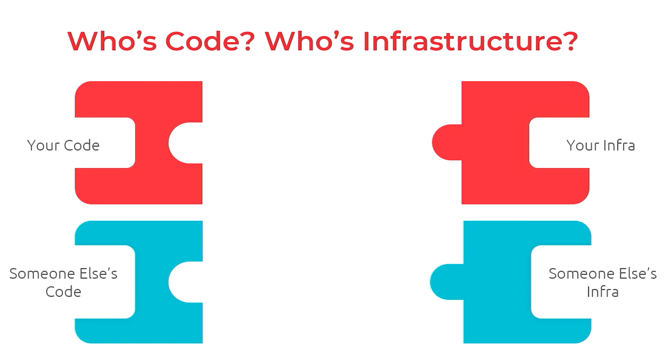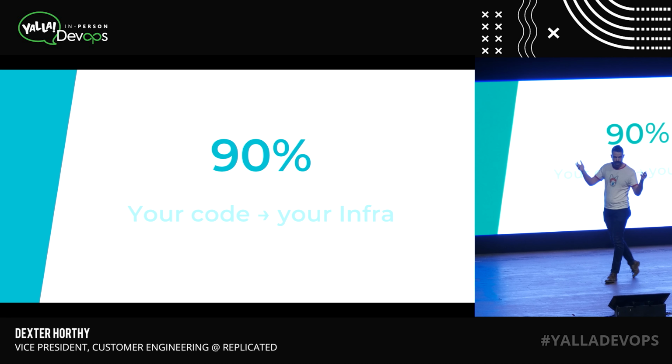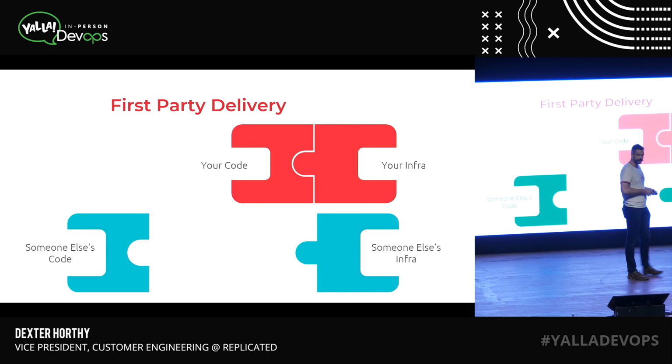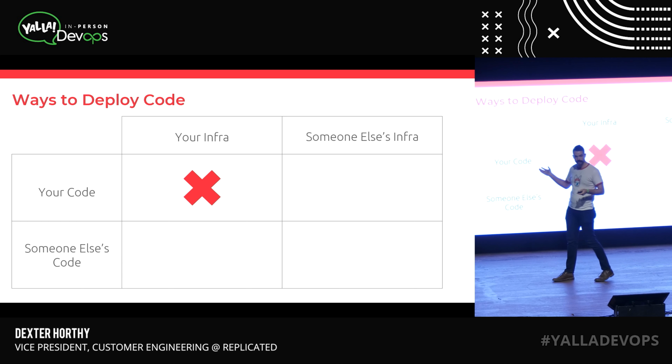So the first question is, whose code are we talking about, and whose servers, whose infrastructure? And I'll venture if you're here to do DevOps, 90% of you are delivering your own code to your own servers. It was written internally, it gets deployed internally. So you're up here, you're doing this. And on this grid, put another way, you're in this corner.